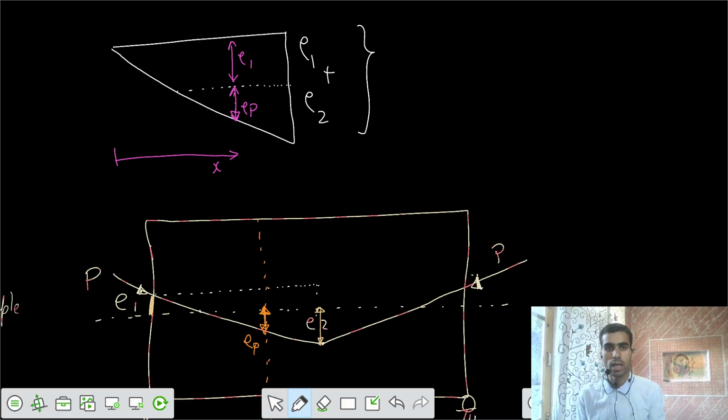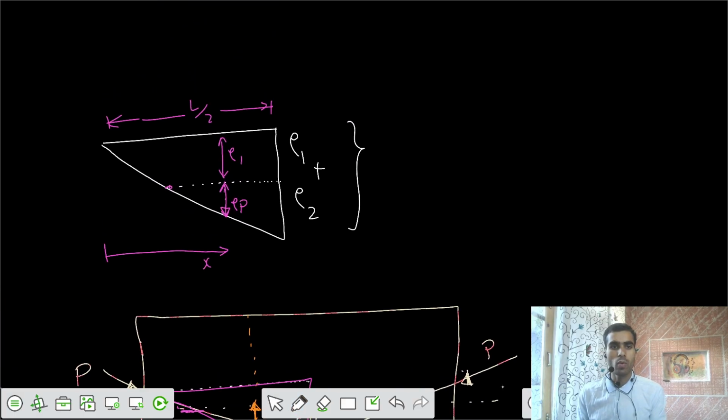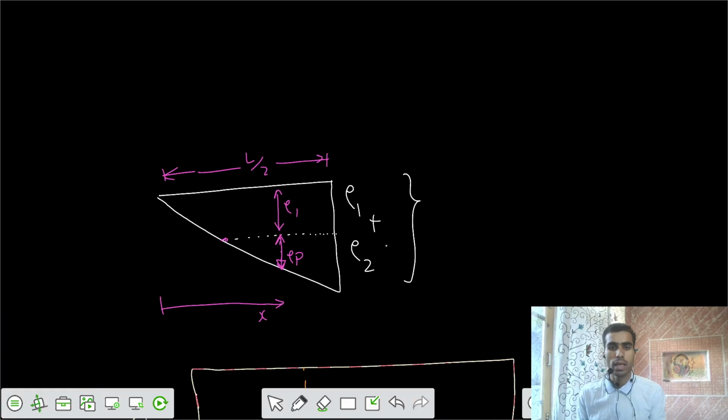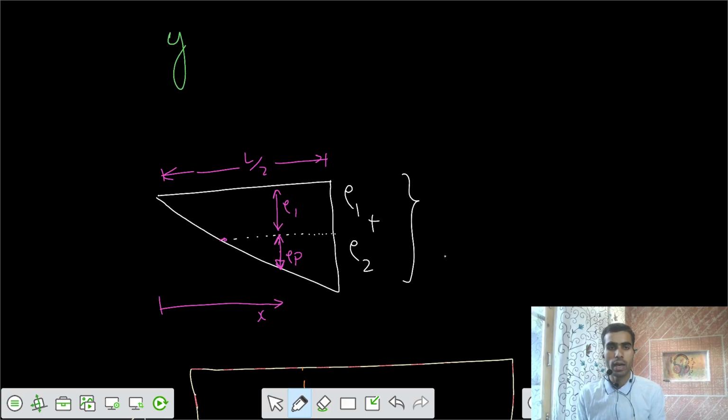The total length is L by 2 from this side. We are cutting this part and taking this part outside. So zero is somewhere here. After that, what is the value of EP? The total value of H is E1 plus E2.